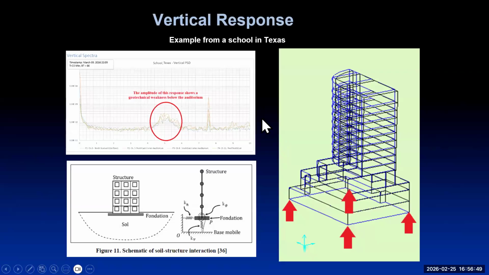Another aspect of the analysis is the vertical response. This is a fundamental aspect of structural integrity. And this spectra here was actually taken on a school in Houston, Texas. And it was an auditorium. And what we found was all four corners of that auditorium bounced around at about 5 hertz. We had never seen a response like this in our life. And what it is, is the spring constant of the soil responding with the structure-soil interaction.